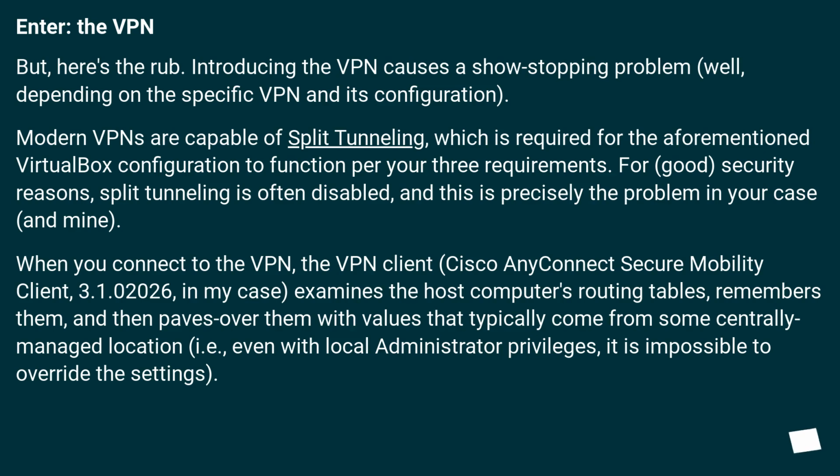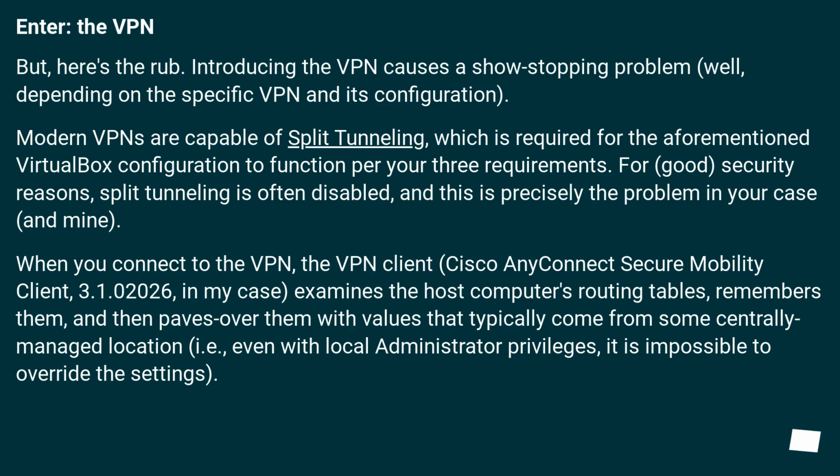Enter the VPN. But, here's the rub. Introducing the VPN causes a show-stopping problem, depending on the specific VPN and its configuration. Modern VPNs are capable of split tunneling, which is required for the aforementioned VirtualBox configuration to function per your three requirements. Good. Split tunneling is often disabled for security reasons, and this is precisely the problem in your case, and mine.